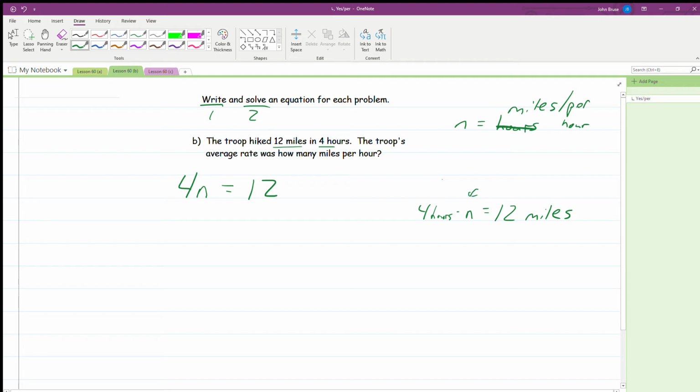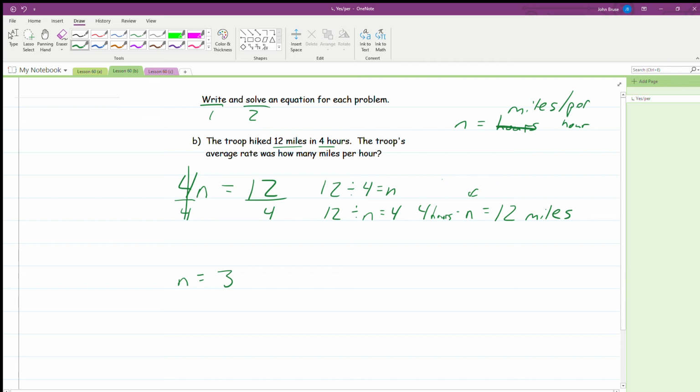So we can solve this by using our number family. We know that 4 times n equals 12, or n times 4 equals 12. We know that 12 divided by 4 is going to be n, or 12 divided by n is 4. Or we can solve it algebraically. So again, we're going to take this 4n, we're going to divide both sides by 4. 4 divided by 4 is 1, so that means we have n there. And then 12 divided by 4 is 3.